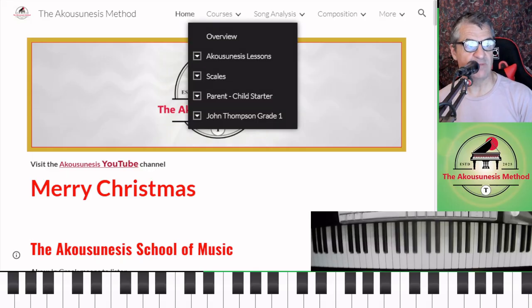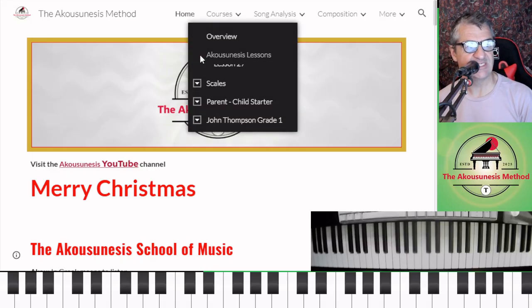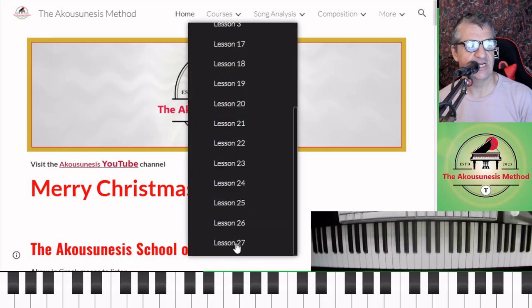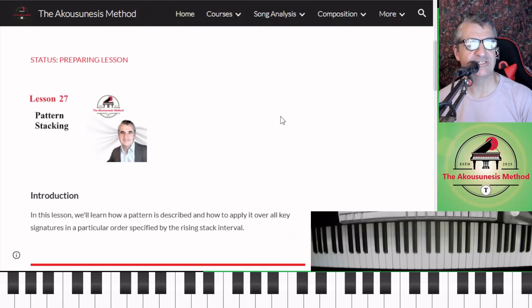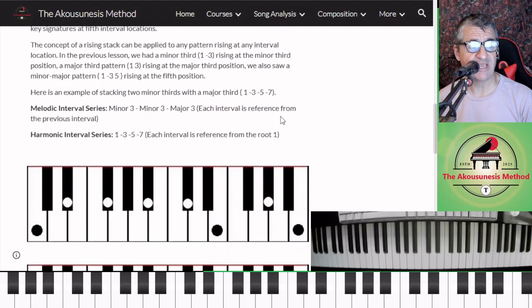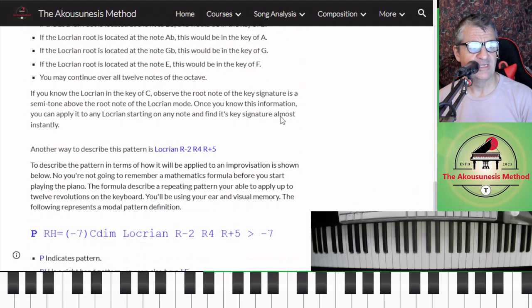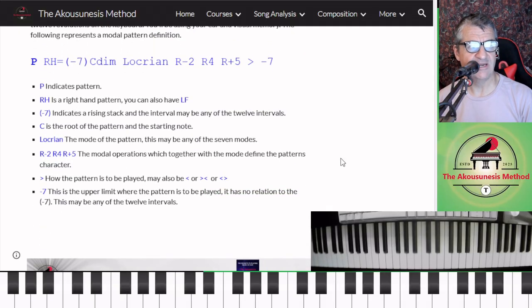So straight from my website again, Akousunesis lessons right down below, lesson 27. We're going to do a bit of a deep dive, but not too complicated. I'm going to try to explain this as best I can.